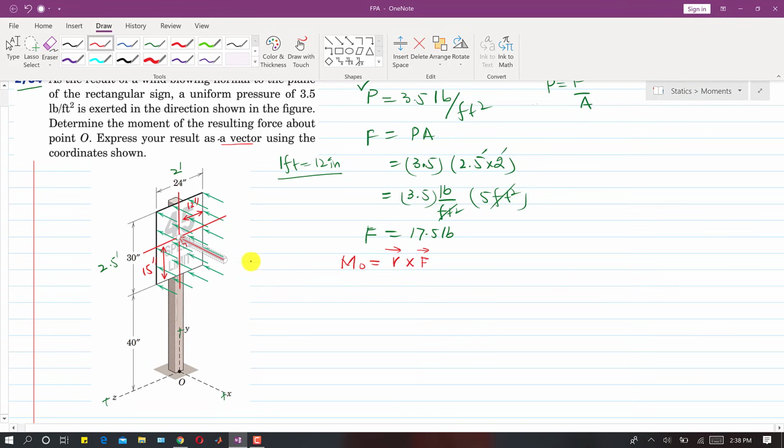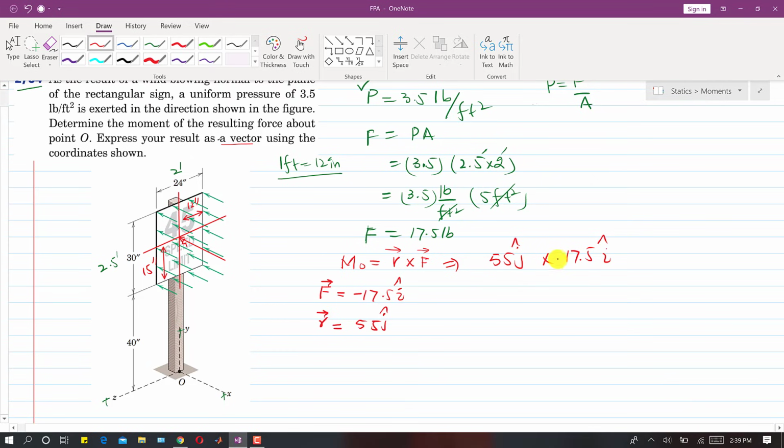The force vector will be 17.5, and if this is positive x, then this will be minus i. And the position vector R will be 40 plus 15, so it will be 55, in the positive y direction, so 55 j. If we find the moment using this equation, it will be 55 j cross 17.5 i.